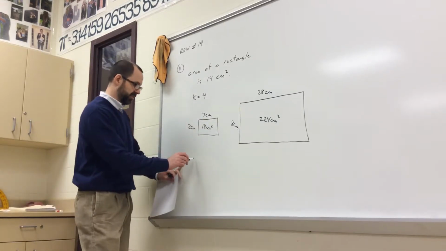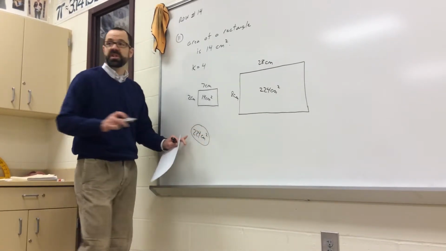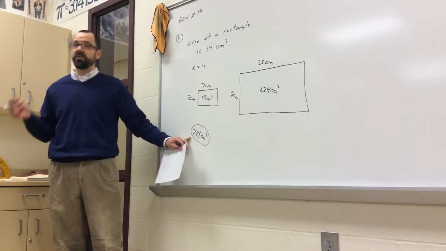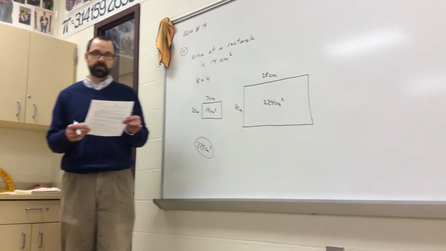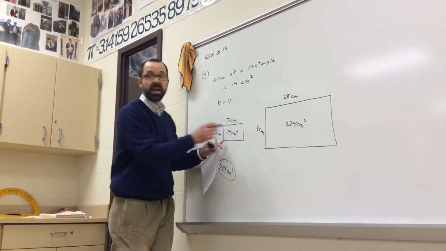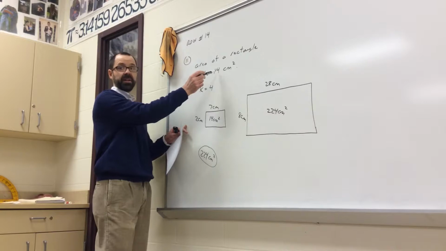All right, so the final answer to this question is 224 square centimeters, because the question was asking what is the area of the new rectangle. And you don't have to go through this every time now on these problems. You just square 4 and then multiply the old area times 16.